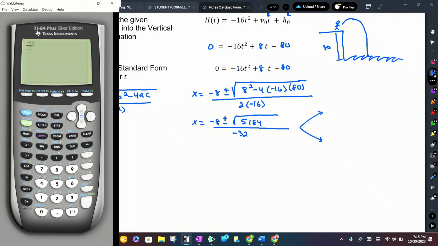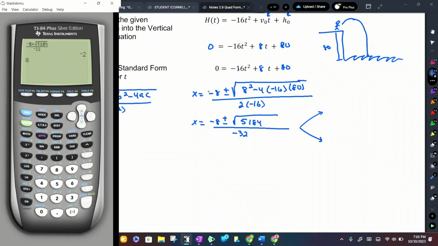So we're going to do -8. We can't do plus or minus, so we're going to have to do it two separate times. I do plus only first, because it's the symbol on top. So -8 plus the square root of 5184. We arrow key down, and we're dividing by -32. So my first time is -2.